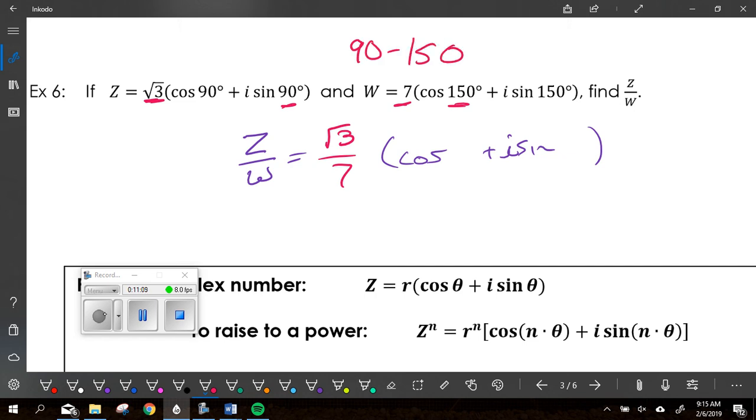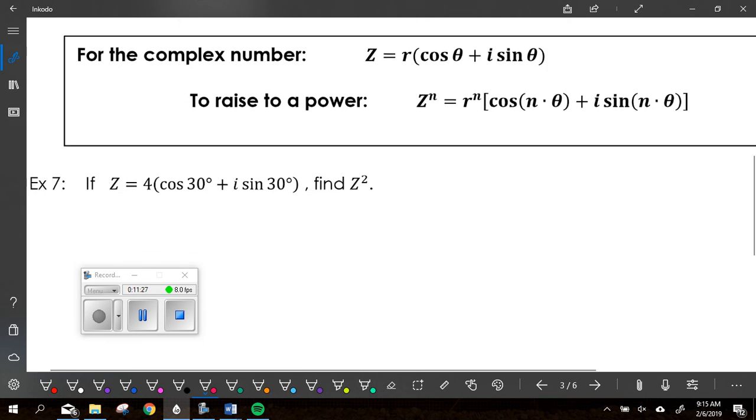And then what'd you do with the two angles? Yeah, it's 90 minus 150. So 90 minus 150 would get me negative 60. I don't like negative 60. We're going to put it back in our unit circle. So what angle did you end up with? 300. That's it. That's all you got to do. Questions on that one?